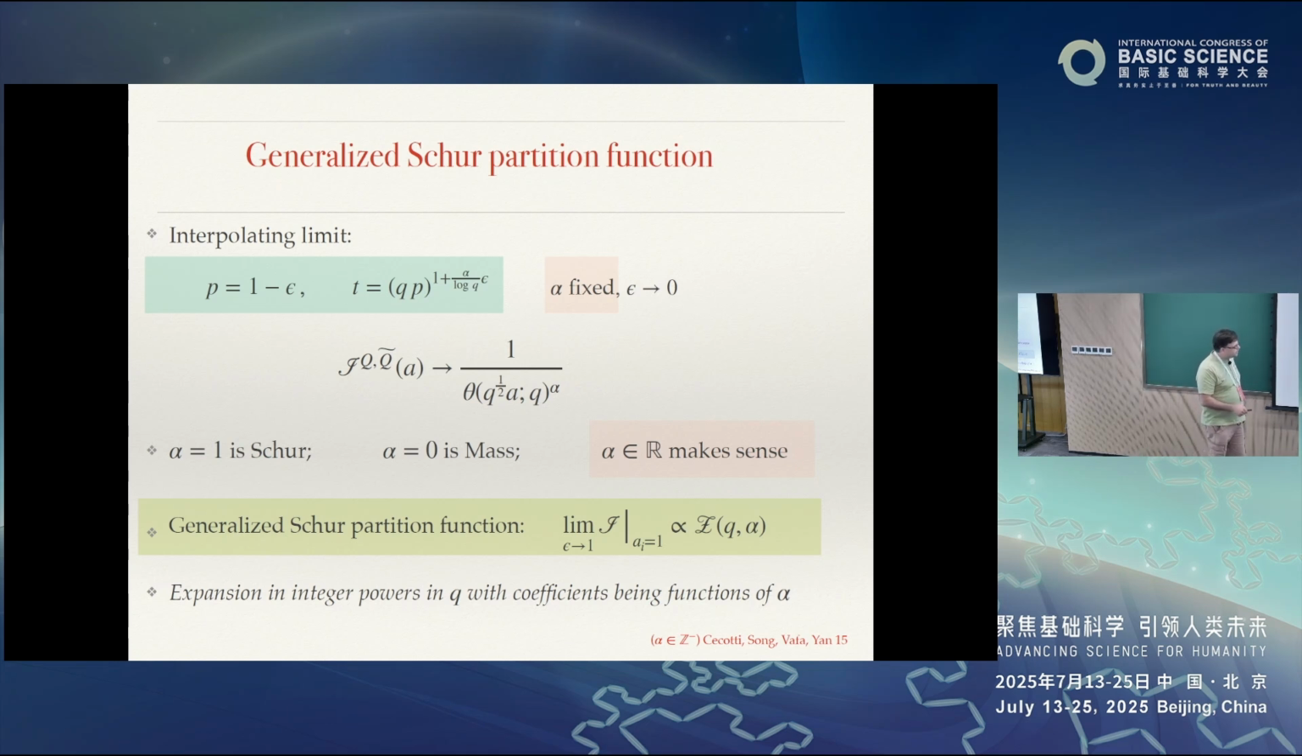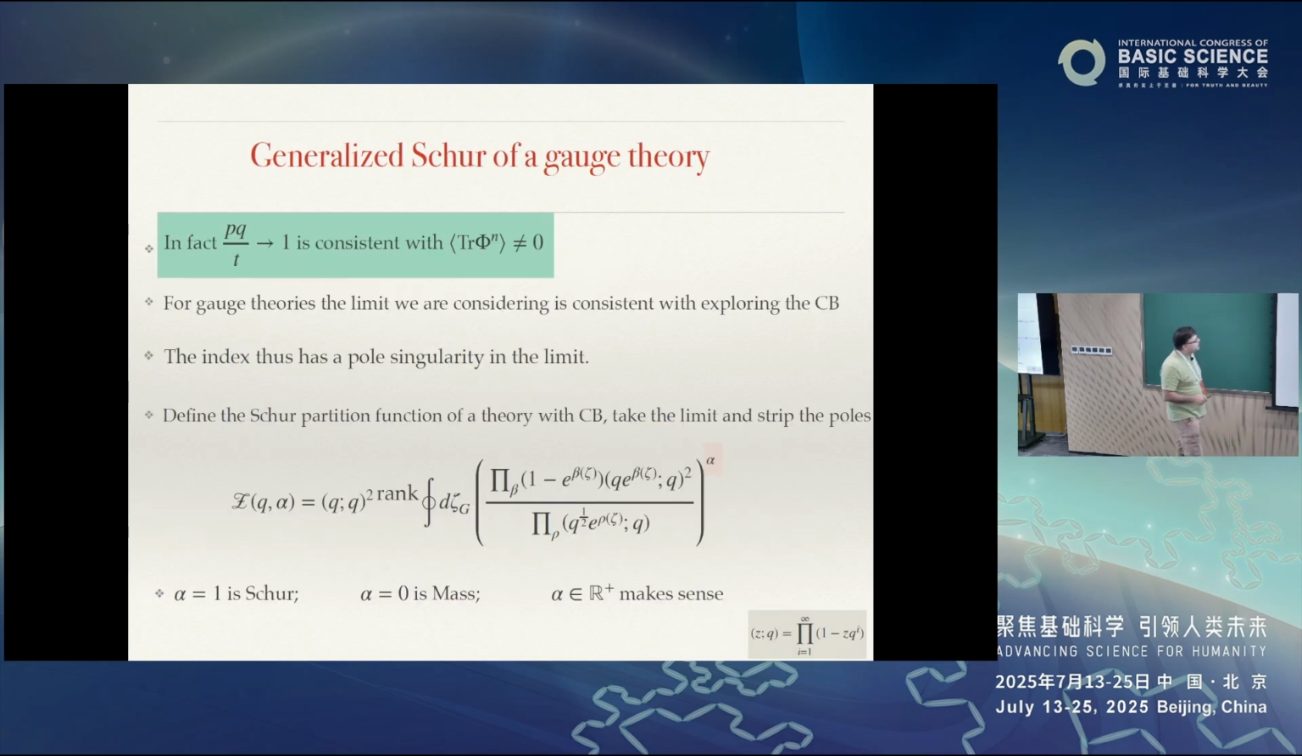Okay, so next what I want to do is just refine the definition a little bit. The reason I need to refine the definition is that PQ over T going to 1 is also consistent with giving a VEV to the Coulomb branch operator. And as we have discussed, if we give a VEV to any operator, the index actually has a pole divergence. The order of the pole is the number of operators we gave a VEV to.